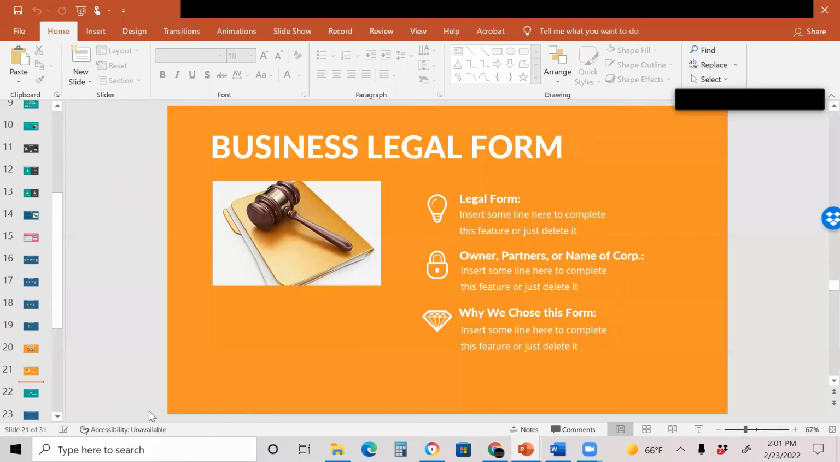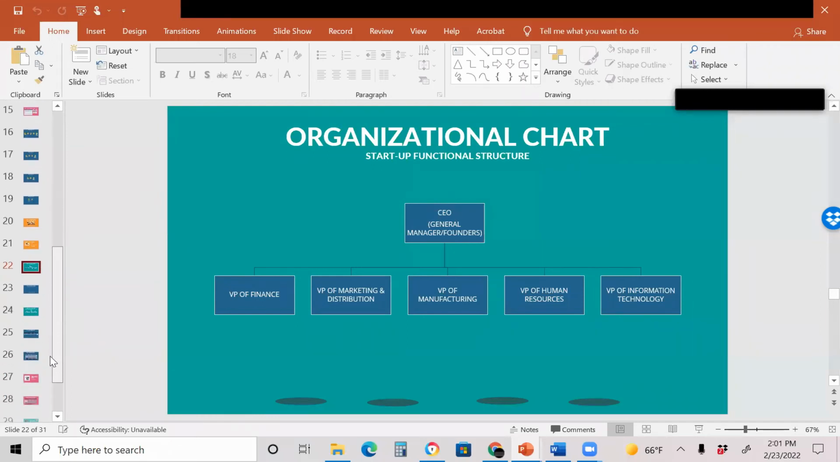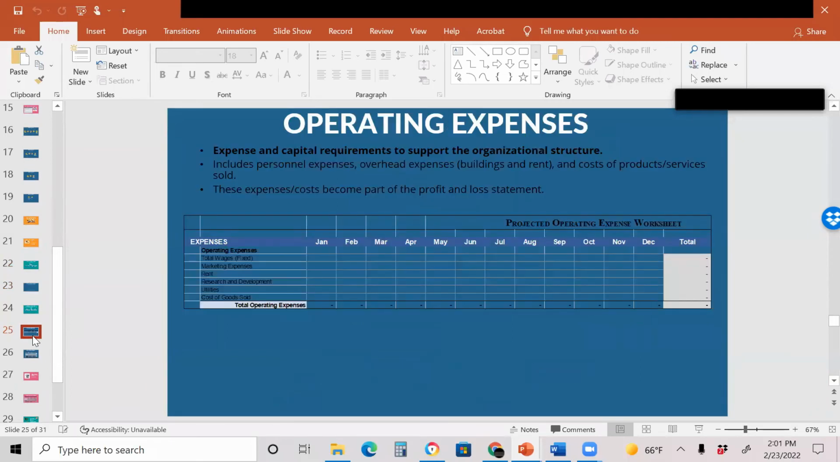We have you figure out your legal form. We give you some sample organizational charts to choose from, based on the way you think is best to structure your company. And then you have the exact Excel spreadsheets that are available in your Business Launch Pad certification training documentation that you get when you go through the training programs, which you're able to pop in here.